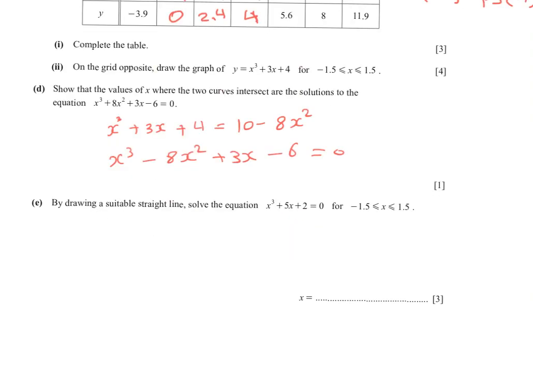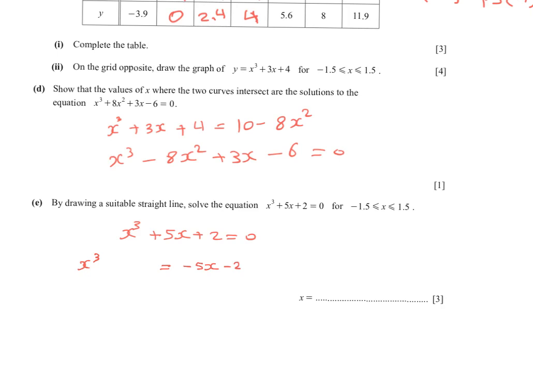By drawing a suitable straight line, solve this equation x power 3 plus 5x plus 2 equals 0. How to solve this equation? I need to write this equation on one side and the line on the other side. So how to convert this one like that one? We can write the equation x power 3 plus 5x plus 2 equals 0. Then we can convert it to x power 3 equals negative 5x minus 2.